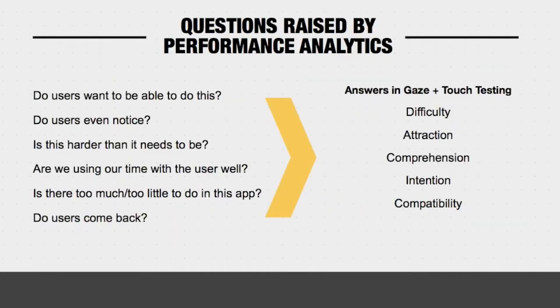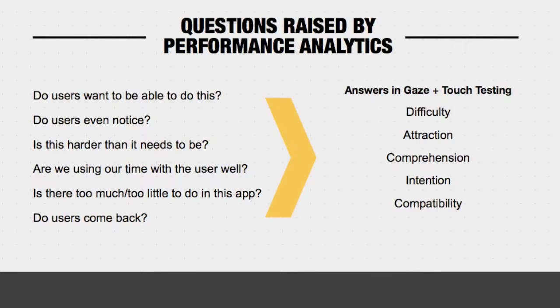and questions start to come up. So there may be numbers that make us ask the questions: do users even want to be able to do this in the first place? If we put augmented reality in the app, it could be a matter of how well it's working, or it could be whether or not they're even interested in doing that in the context of this key mobile behavior. That's a strategic issue, but we can eliminate whether or not it's a usability issue by gaze and touch testing.